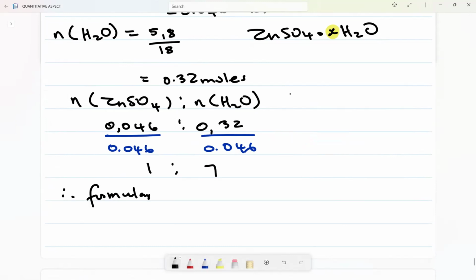it is what? ZnSO4 multiplied by 7H2O. Okay, so yeah, it's basically that.